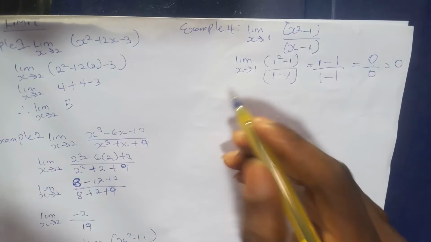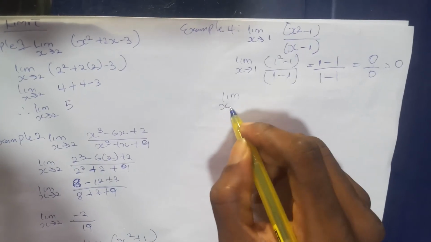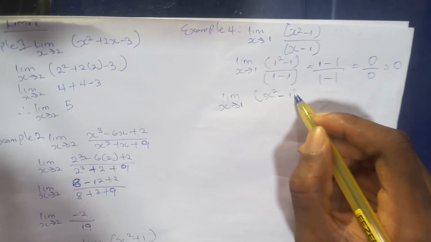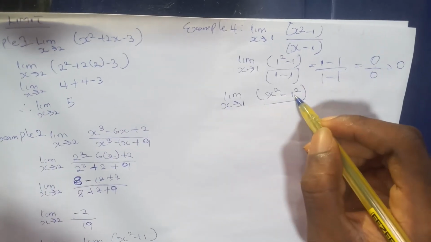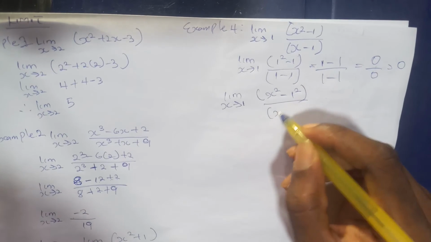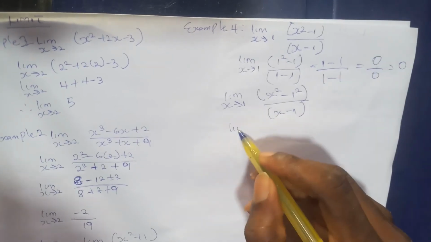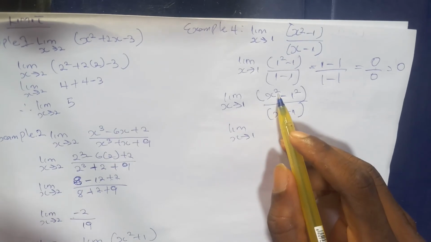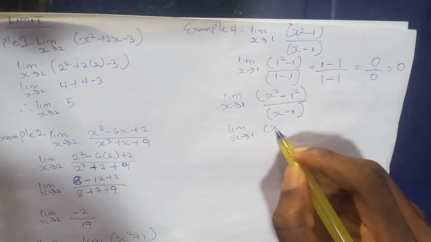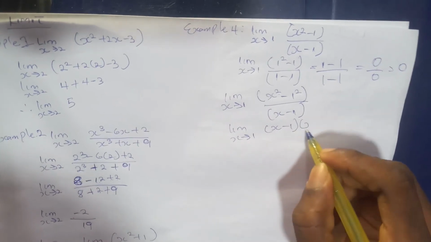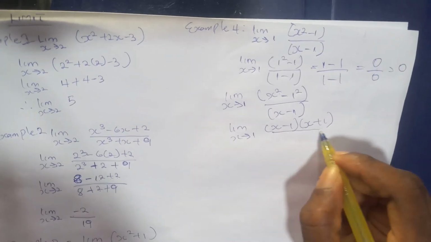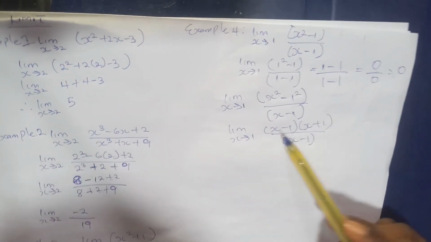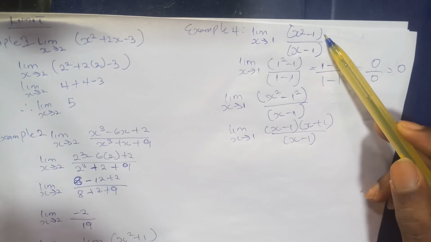Now, this can also be written as lim x approaches 1, x squared minus 1 squared, since 1 squared would also give us 1, divided by x minus 1. Then, using difference of two squares on the numerator, we get (x minus 1)(x plus 1) divided by x minus 1. If you expand this, you arrive at the same answer.